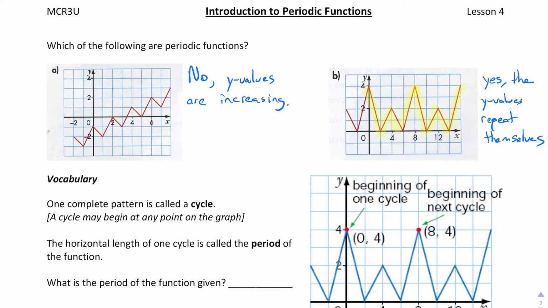Okay, some more vocabulary. In periodic functions, we say that one complete pattern is called a cycle. And the length of one cycle, or the horizontal length of one cycle, is what's called the period of the function. So if you think of the moon phases of 28 days, the period would be the 28 days, and the cycle is one repeating pattern of the moon shapes, until you get back to the full moon, if that's where you think the cycle starts.